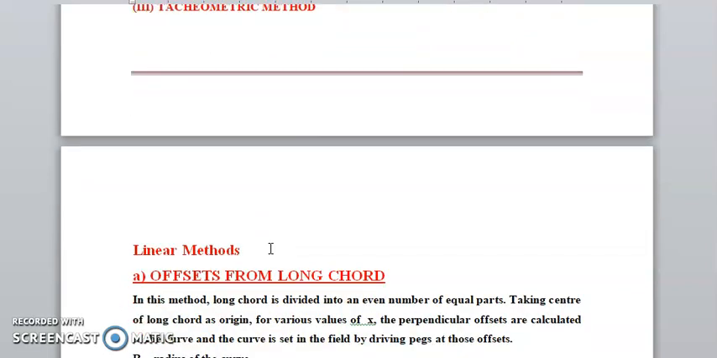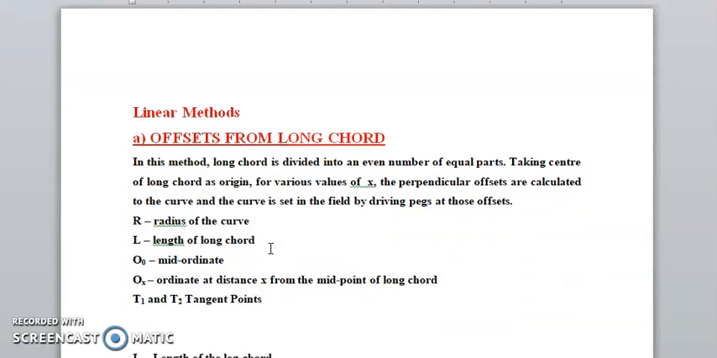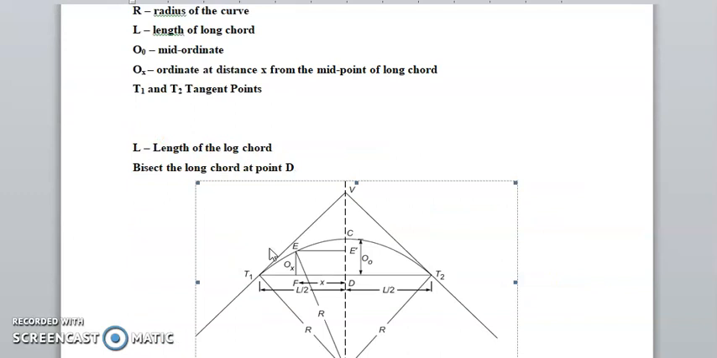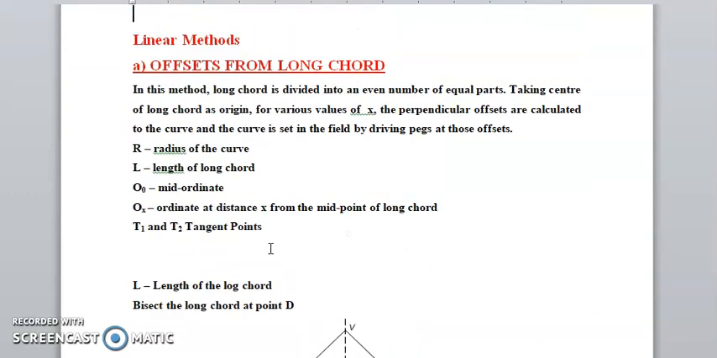Now, the linear methods we will study one by one. There are different types. First, offsets from the long chord. In this method, the long chord is divided into an even number of equal parts. Taking the center of the long chord as origin, for various values of x, the perpendicular offsets are calculated to the curve, and the curve is set out in the field by driving pegs at the offsets.